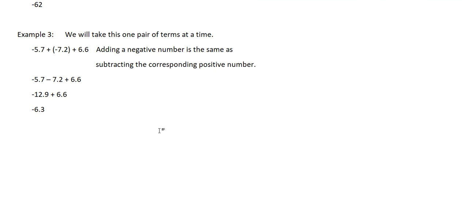Okay, we're going to do this one here with some decimals. Minus 5.7 plus minus 7.2 plus 6.6. Again, adding a negative number is the same as subtracting a corresponding positive number. So we're going to take that negative sign there, and we're just going to change that positive to a negative. Minus 5.7 minus 7.2, and we're going to end up with minus 12.9. And to this we add positive 6.6, and we end up with minus 6.3.